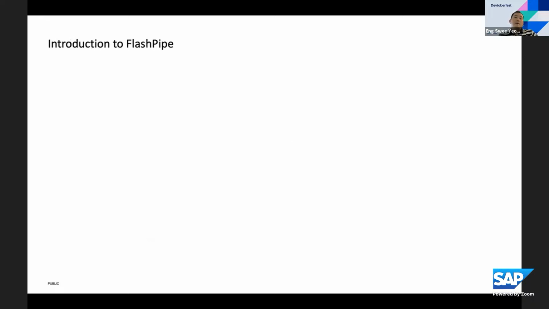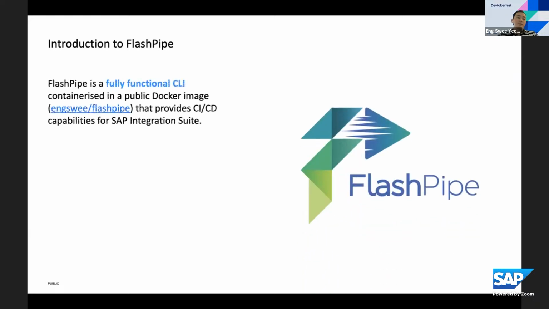So now I'll go on to introduce FlashPipe to you. What is FlashPipe? It is a fully functional CLI, command line interface, that is containerized in a public Docker image. The link for the Docker image is there. It's available on Docker Hub as a public Docker image. And this provides CI/CD capabilities for SAP Integration Suite. It's very tailored, specific for SAP Integration Suite.